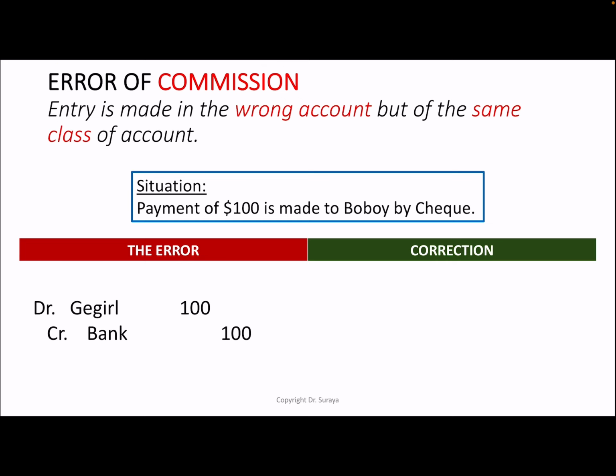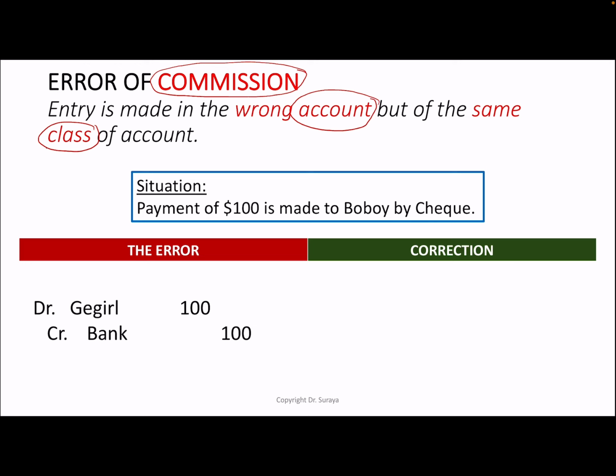So I'm going to go with the error of commission. So the first error is error of commission. So remember the word here, commission. It means that the entry is made in a wrong account but of the same class of account. What do you mean, wrong account but same class of account?